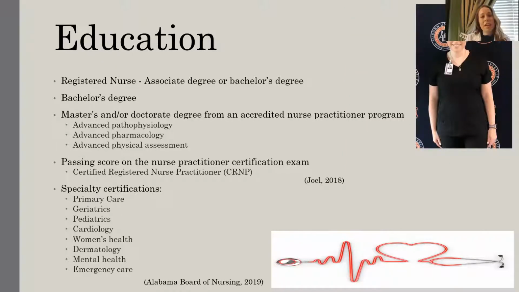Now, as far as the education of a nurse practitioner, you start out as a registered nurse. Either that can be an associate's degree or a bachelor's degree nurse. I started out with my associate's degree in nursing. I then took the NCLEX, which is the certification exam for registered nurses. From that point, I moved on and obtained my bachelor's degree. And then after my bachelor's degree, I applied to the master's program at Auburn University for their primary care nurse practitioner. At this time, I am in my second year of the nurse practitioner program at Auburn University.